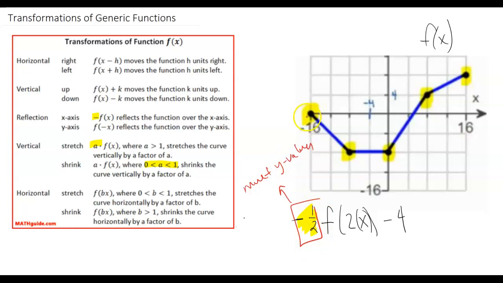So like this y value right now is a 0. If I multiply it by negative 1/2, it stays a 0. This y value right now, see our scale is by 4s, so this y value is actually negative 8. So if I do negative 8 times negative 1/2, it's actually a positive 4, so it's going to move there. This y value also moves to the same spot because it was the same y value.